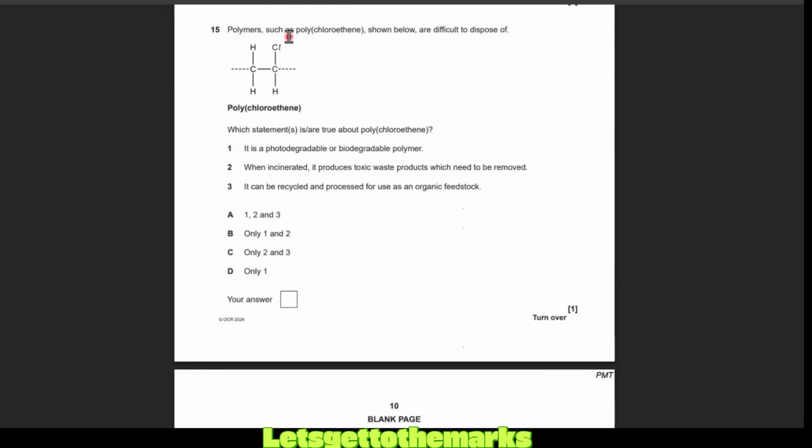Okay, 15. Polymers such as polychloroethene, shown below, are difficult to dispose of. Which statements are true about polychloroethene? 1. It is a photodegradable or biodegradable polymer. 2. When incinerated, it produces toxic waste products which need to be removed. 3. It can be recycled and processed for use as an organic feedstock.